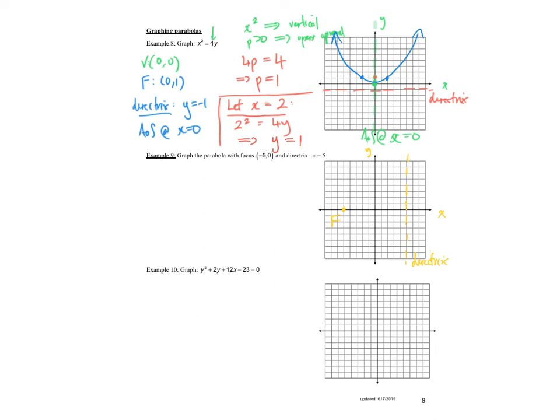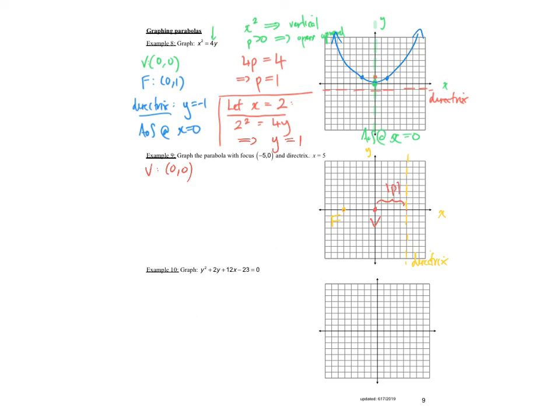So a couple of things we can immediately note down. The vertex is always halfway between the focus and the directrix. So on that line segment joining the focus with the directrix, the vertex is halfway between. So the vertex is going to be the origin. I can read off what p is, right? At least in absolute value.